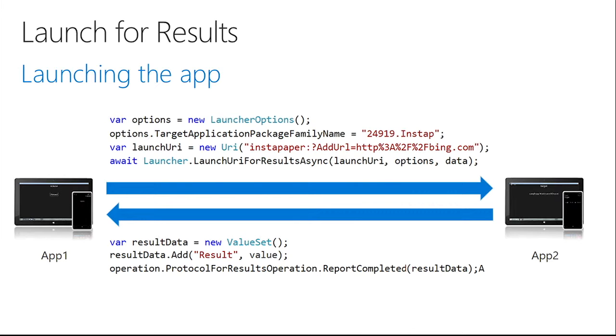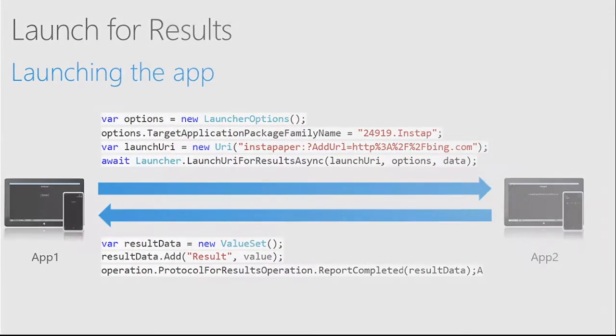So they use value sets, which is very commonly used. And you simply say, I don't know what that A is. It's a minor typo. Yeah, there's a typo on there. The A is insignificant, ignore that. You say operation.protocol for results, operation.report completed. And at that point, app 2 closes and control returns back to app 1. So that's nice and simple. Let's give a little demo of that one.